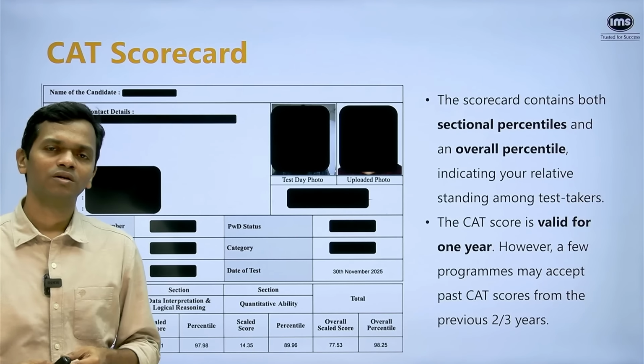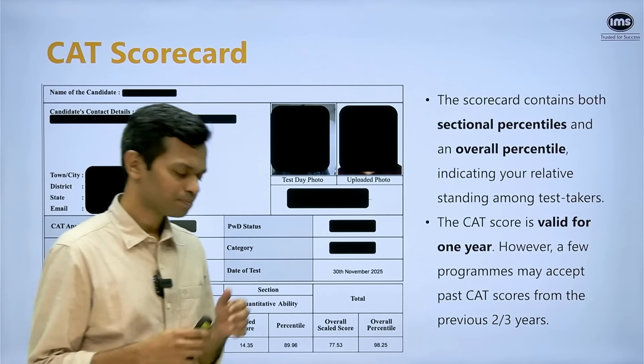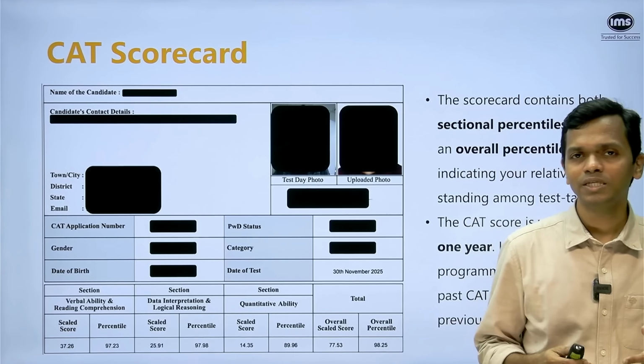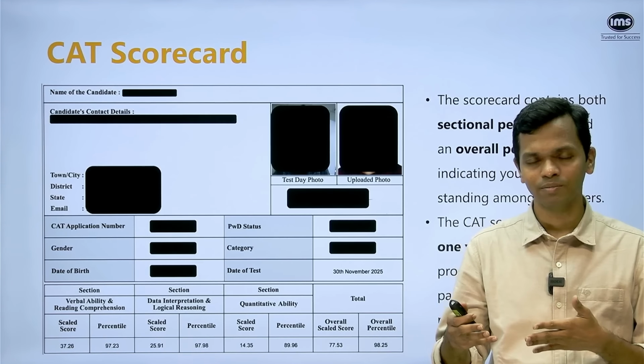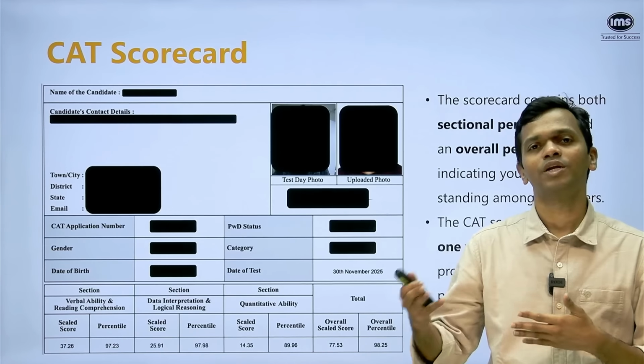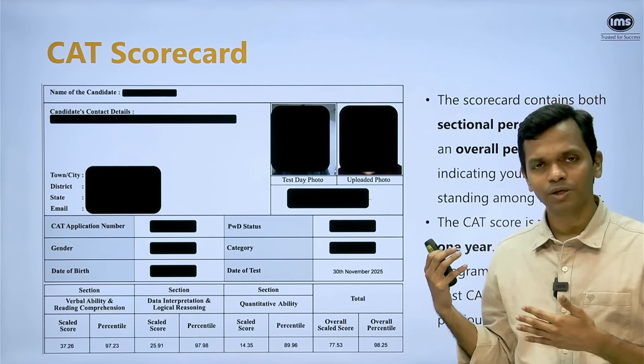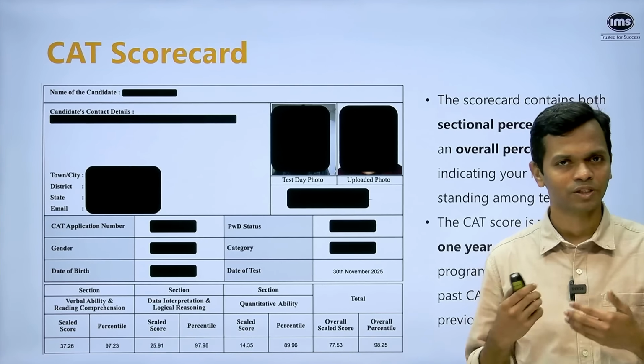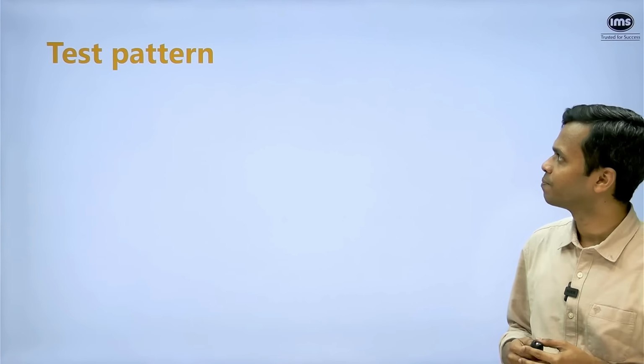Don't confuse this with something called a deferred MBA option. There are very few B-schools that give a deferred MBA option, but that means that you have secured an admit and then you're deferring your joining by 1 year. In this particular case, we're talking about the validity of the score, and that is going to be 1 year, which is clearly mentioned on the scorecard as well.